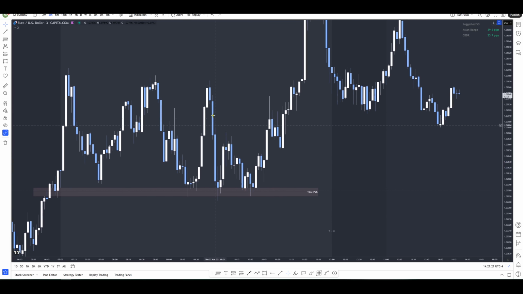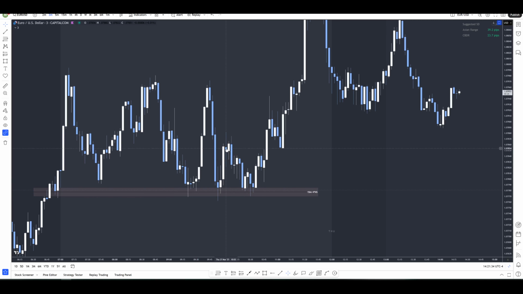Then price hits the fair value gap again, and we have this bearish fair value gap. Price did not close above it, so no entry for me. Price went down, hits it again, but this time there are no fair value gaps in this leg down, so no entry for me here on the 3-minute.